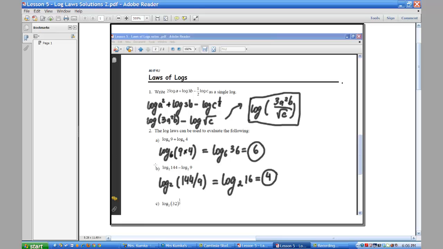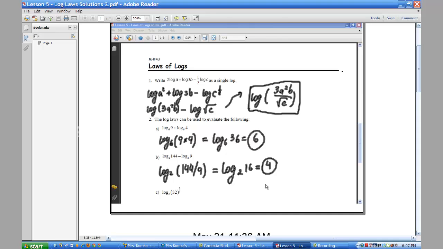Same thing happens here, except now we do the quotient rule. Log base 2 of 144 divided by 9 equals log base 2 of 16. So I raised my 2 to the power of 4 to get 16. My answer is 4, because this is the exponent that I raised my 2 to in order to get 16.